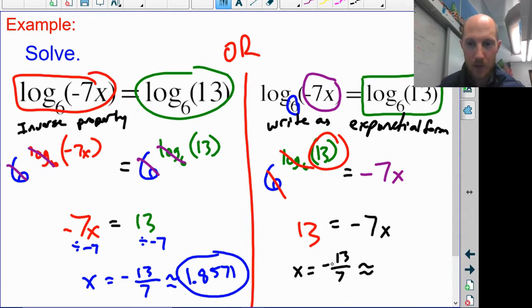So I forgot a negative sign last time. Man, I'm going to be more careful.